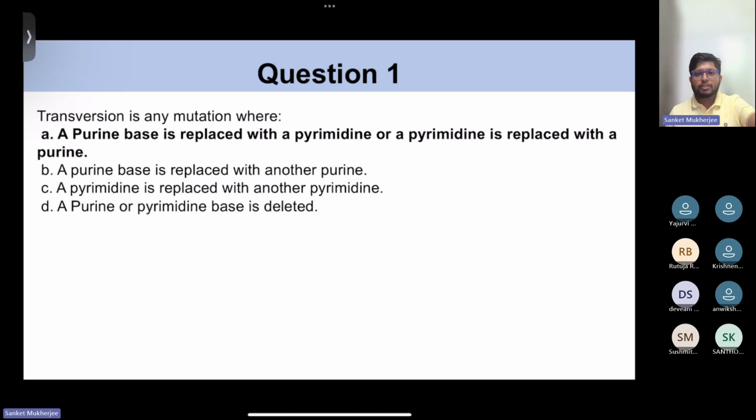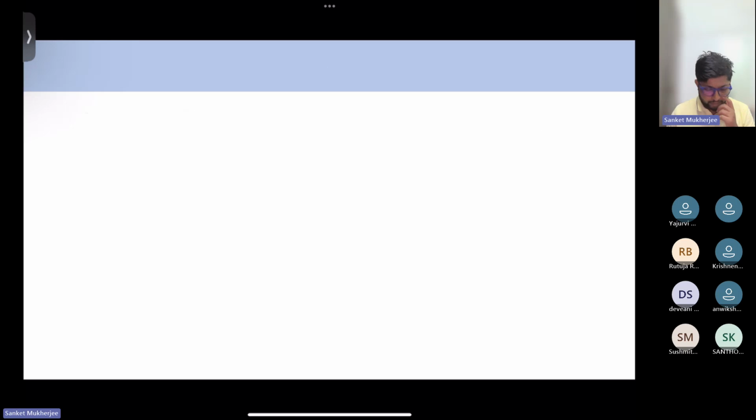You can give your answers in the Q&A section. It's easy that way to follow. Otherwise, you can also give answers like this. The key function of DNA topoisomerase is to replicate DNA, to synthesize mRNA, to synthesize protein, or to relax superhelical DNA.